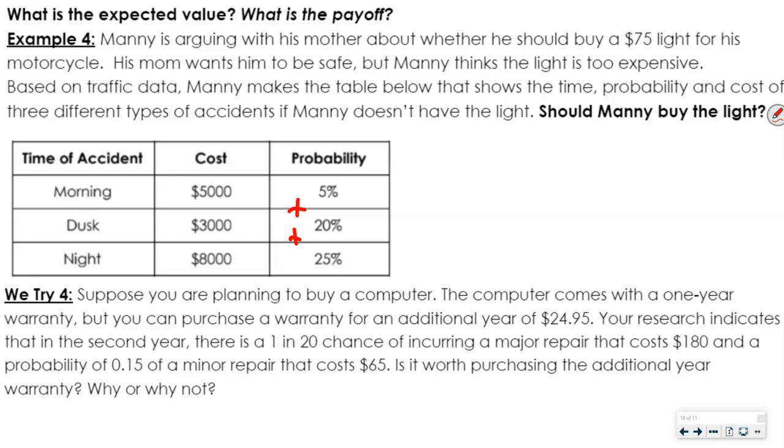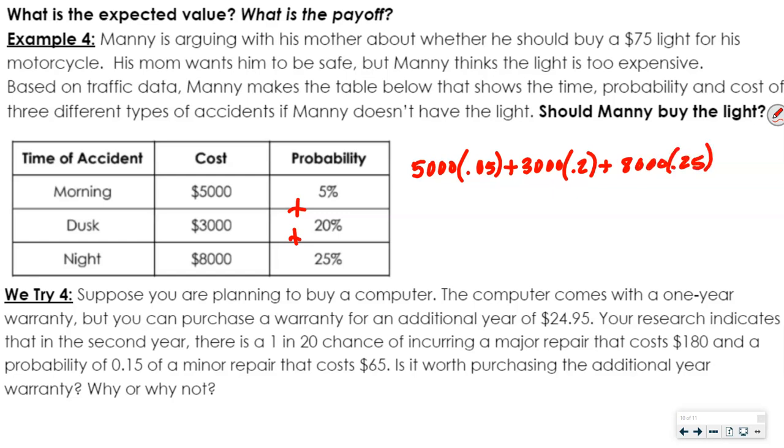Because 50% of the time, it's not morning, dusk, or night. Got it? All right, so now what we're going to do to get the value here is multiply the 5,000 times the 0.5, or 0.05, sorry. Remember, that's 0.05, okay? And then we're going to add the 3,000 times the 0.2 plus the 8,000 times the 0.25.